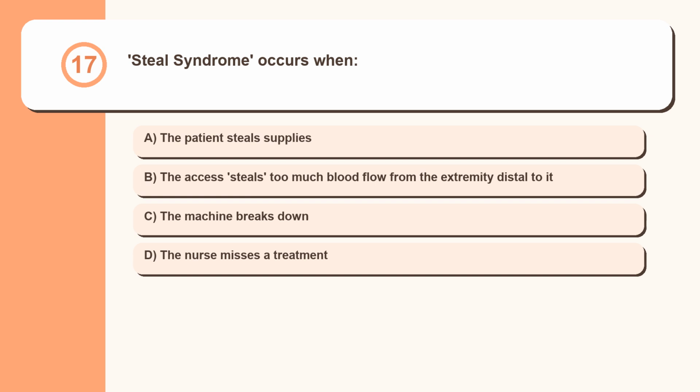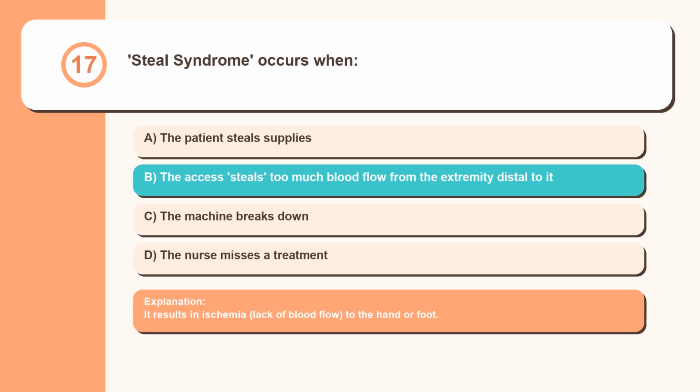Question 17. Steal syndrome occurs when the patient steals supplies. The access steals too much blood flow from the extremity distal to it. The machine breaks down. The nurse misses a treatment. It results in ischemia, lack of blood flow, to the hand or foot.